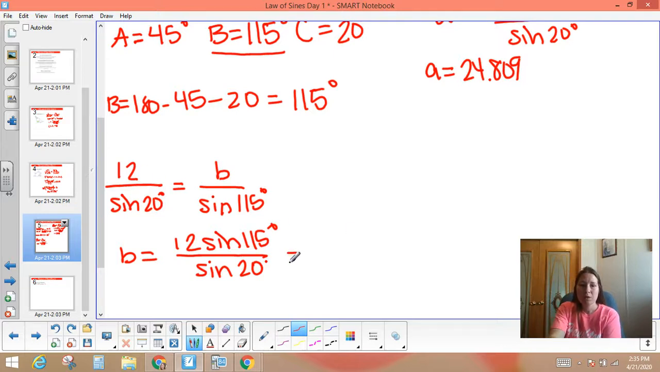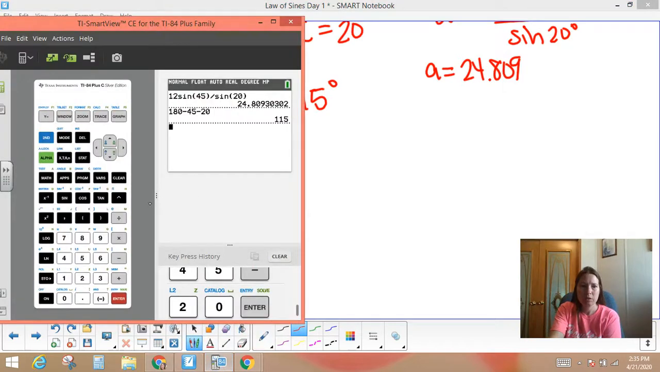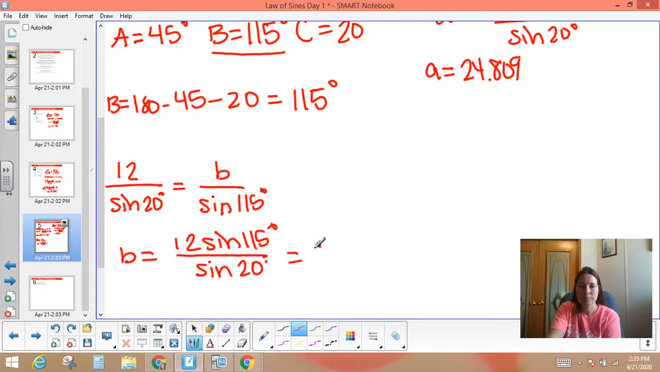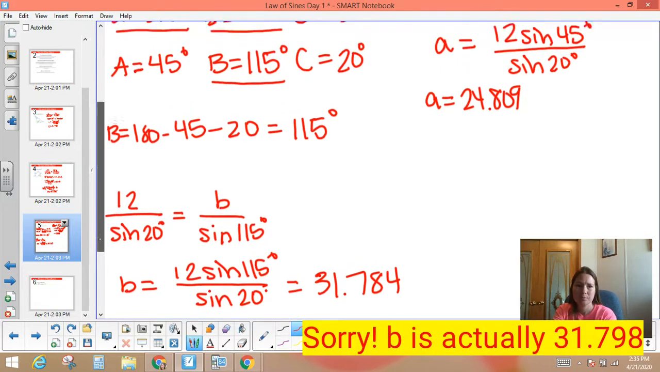All right, so that's going to give me, let's see, 12 sine of 115, not 15, sorry, divided by sine of 20. And that gives me 31.784 is side B.